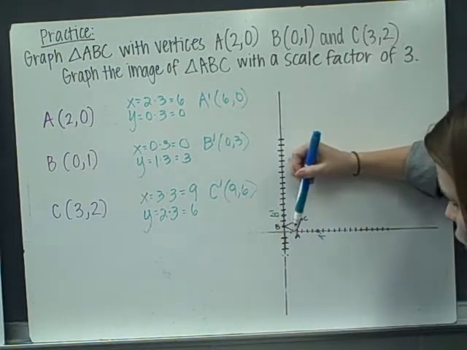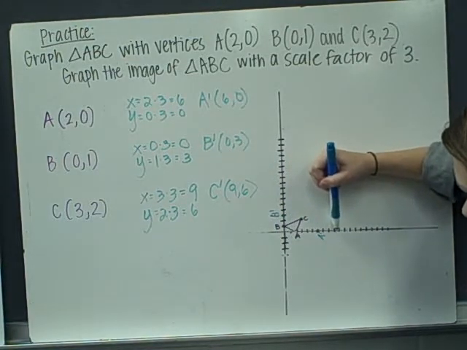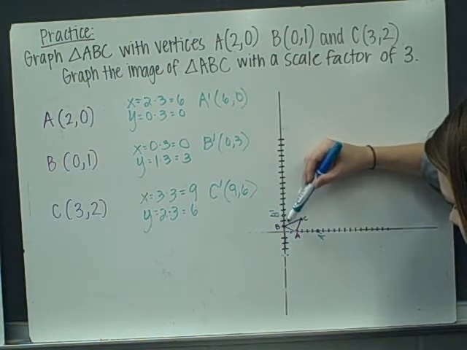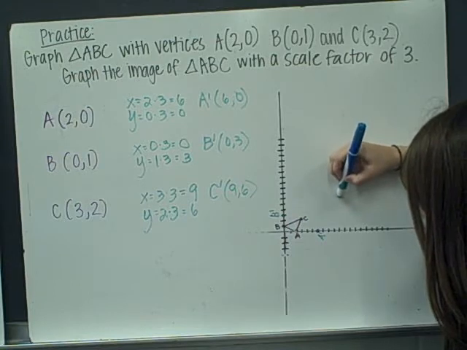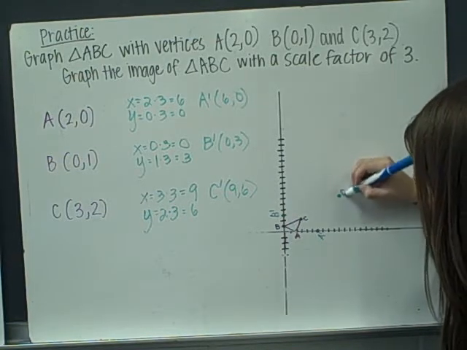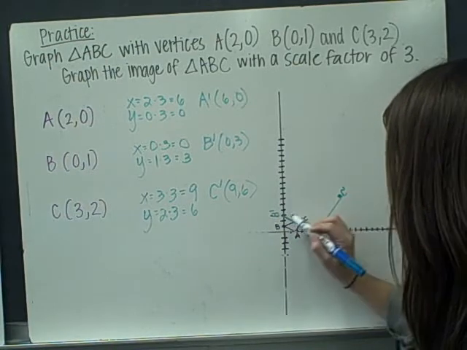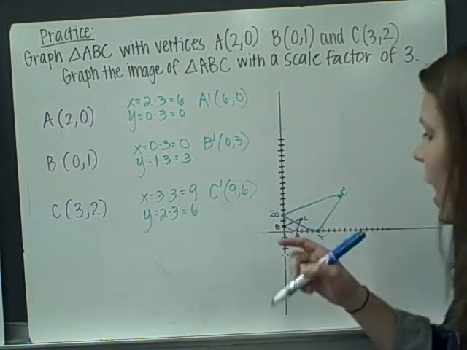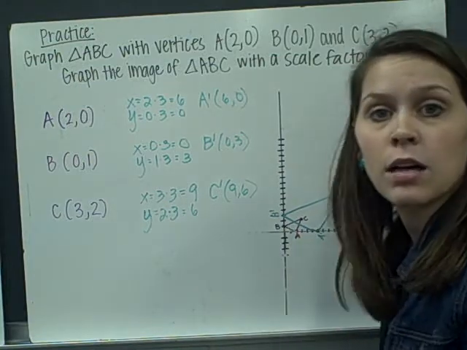So now I have to go over to 9. 2, 3, 4, 5, 6, 7, 8, 9. And then up to 6. And I have it right here. So this is C prime. I connect the points. And so you should see that triangle A prime, B prime, and C prime is 3 times the size of our original.